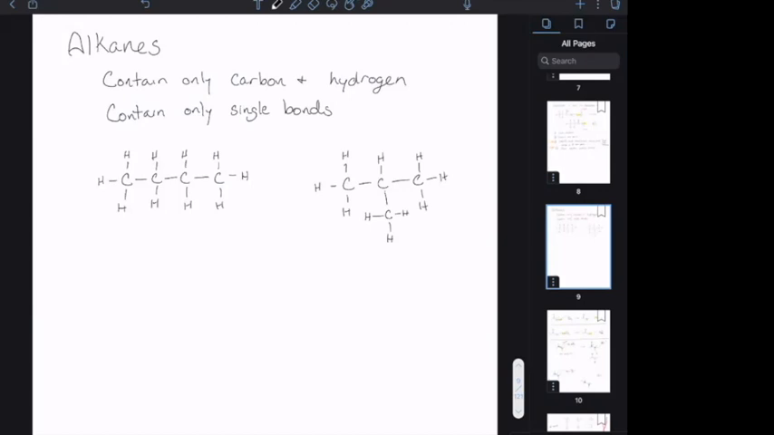Okay, and before we go on, the first thing that we're going to do with every functional group that we learn is learn how to name it. So there are going to be these rules that we have to apply to naming these compounds.